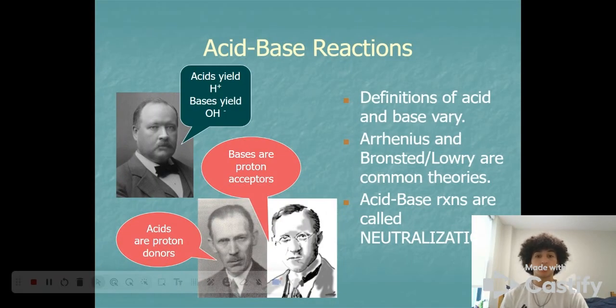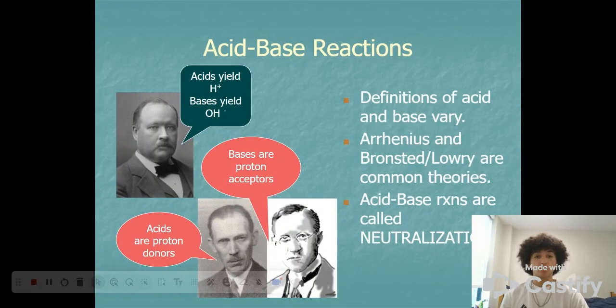Two main theories here. Arrhenius theory, which is the older and simpler one, states that an acid is something that produces H+ ions in water. A base produces OH- ions in water. So HCl in water creates H+ and Cl-. That makes HCl an acid. NaOH in water yields Na+ and OH-. That makes NaOH a base. Clean and simple, but limited since it only works in an aqueous solution.